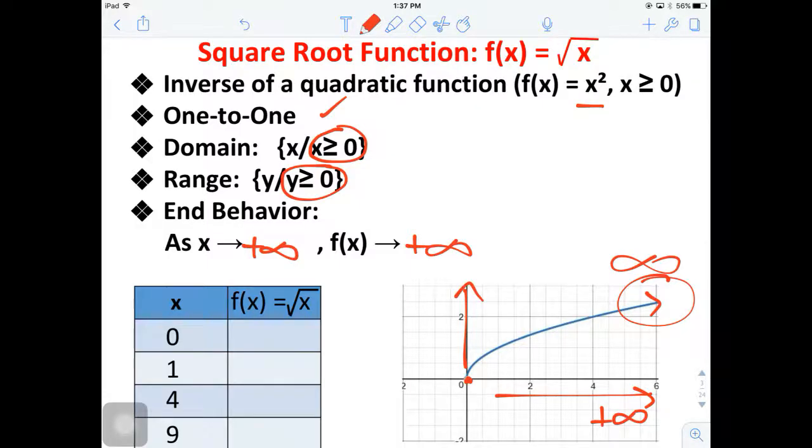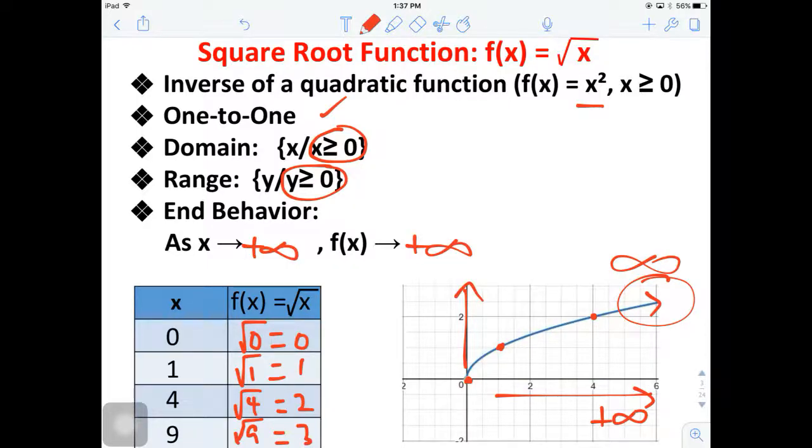And so what does the graph look like when x equals 0? Basically we're just taking the square root of these numbers. So square root of 0 is 0. Square root of 1 is 1. Square root of 4 gives us 2. And square root of 9 gives us 3. So that's what makes up the square root function. So if you look at 0, 0, it's here. 1, 1 is right here. 4, 2 is right here. And then 9, 3 is off the chart.